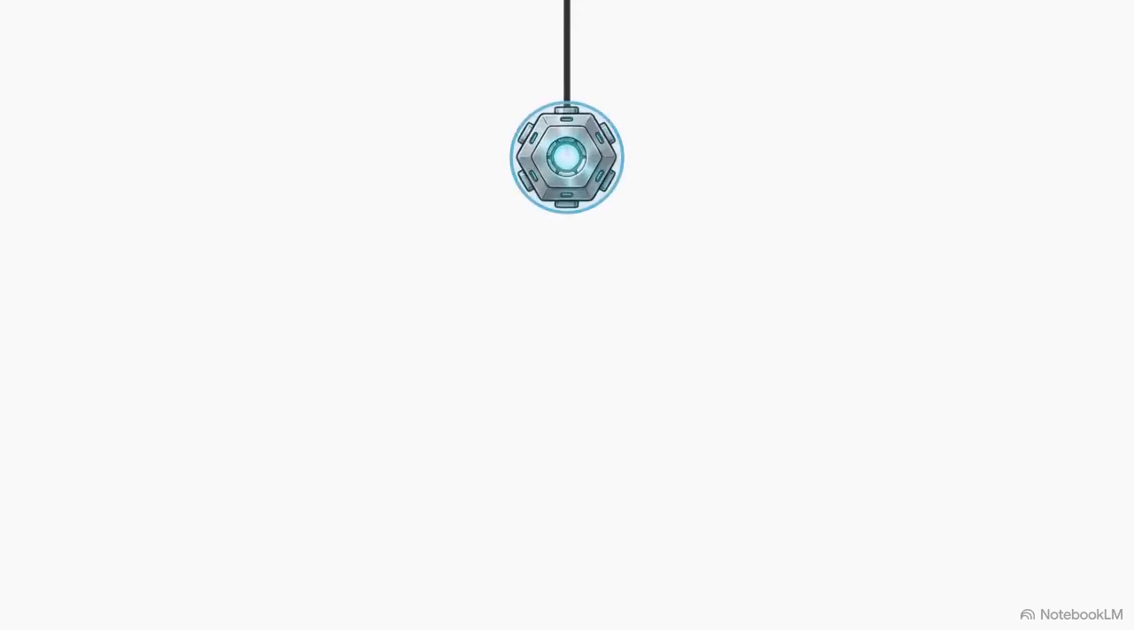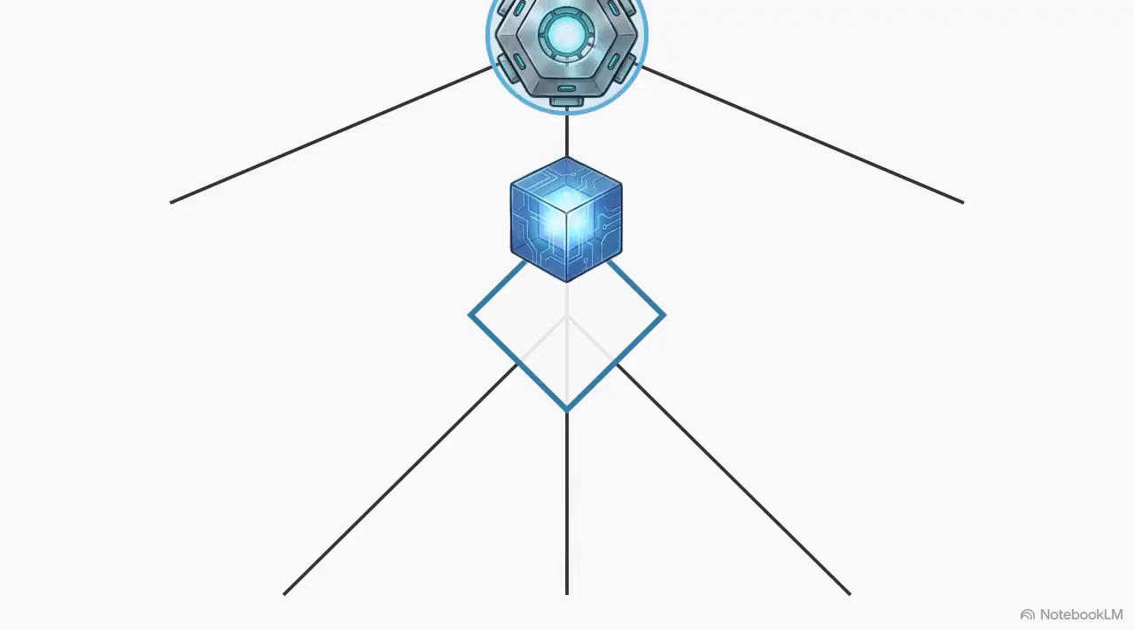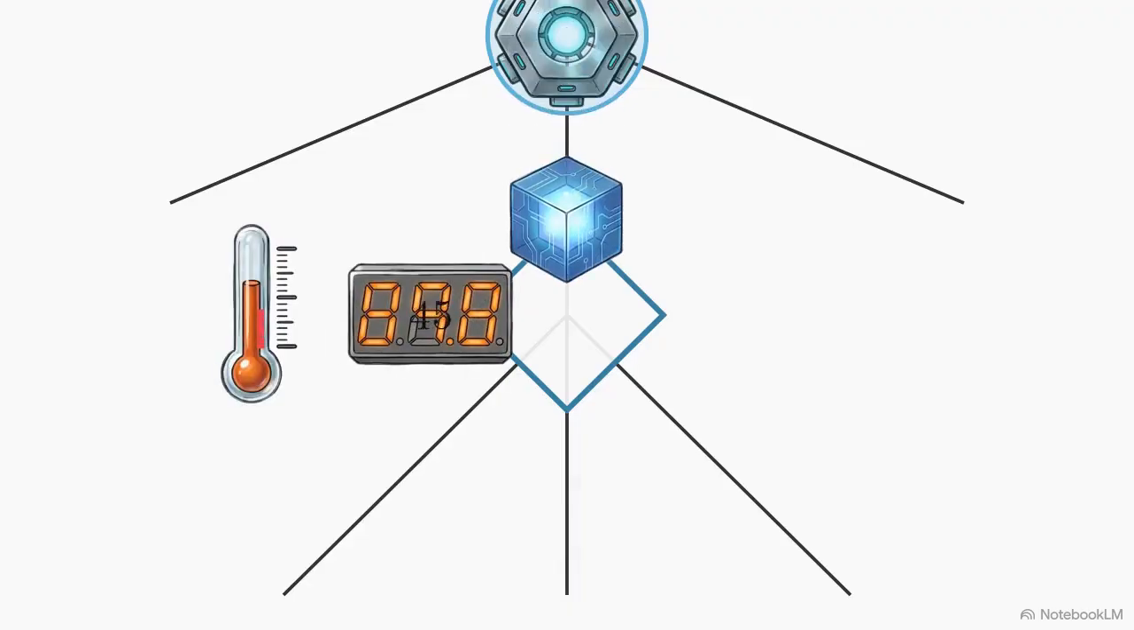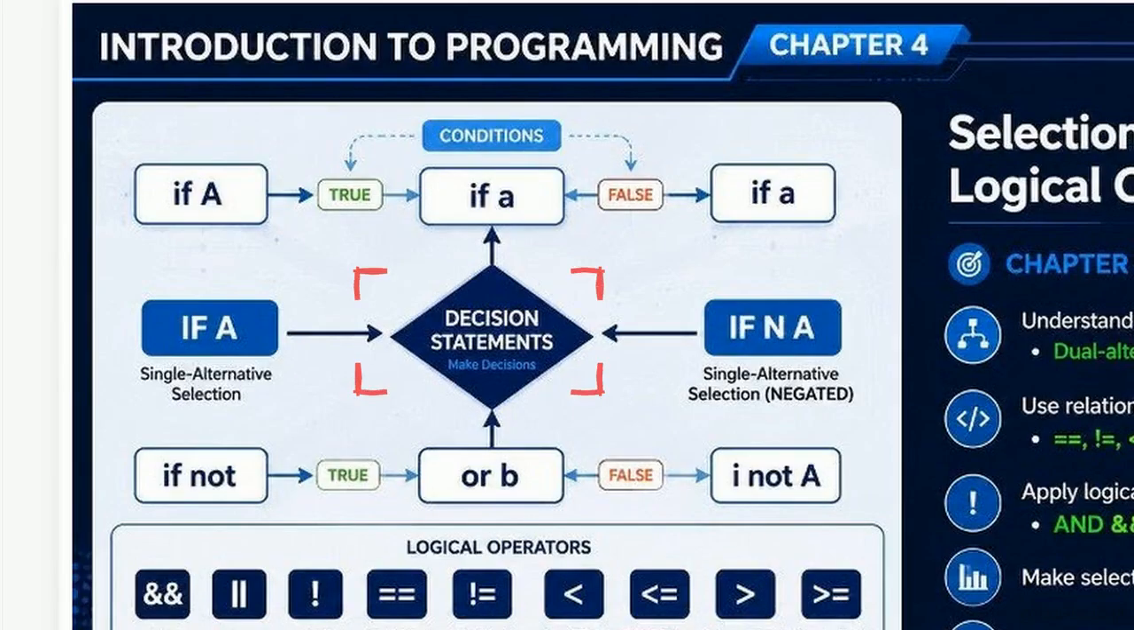The architectural solution to this limitation is the selection structure. It allows a deterministic machine to pause its execution, evaluate its current state, and choose a specific path based on that evaluation. This diagram shows how we model these structures.